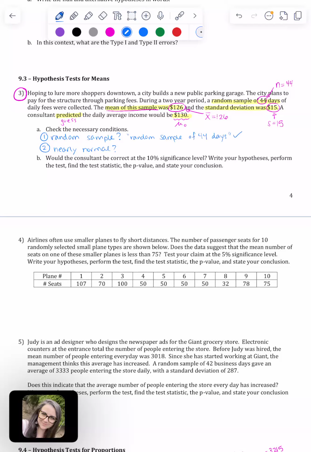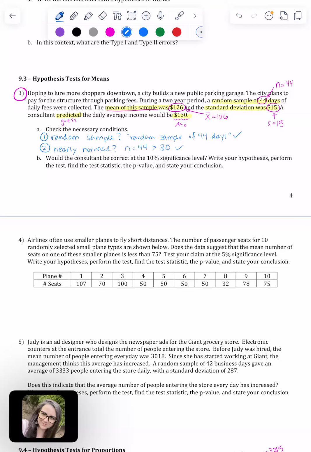The second question is, is the data nearly normal? And here, since we're not given the original data, we are left to look at the n value. And so our n is 44. If you remember from the notes from the confidence intervals for means, we need to check if this value is greater than 30. It is greater than 30. So here the central limit theorem does apply, and this data follows the normal model. Our conditions are met, so whatever results we achieve from this hypothesis test, we can generalize those results about the rest of the fees obtained for this particular parking structure.